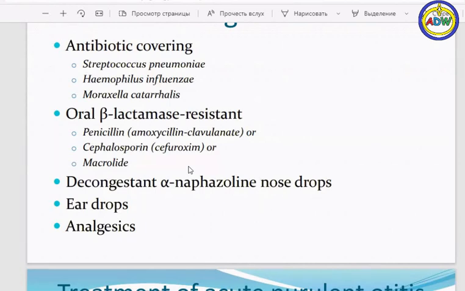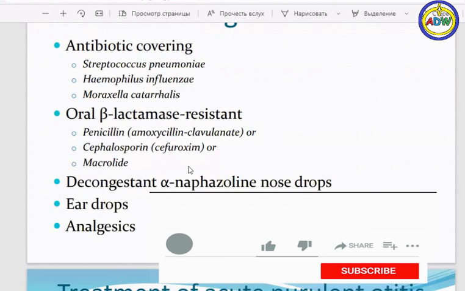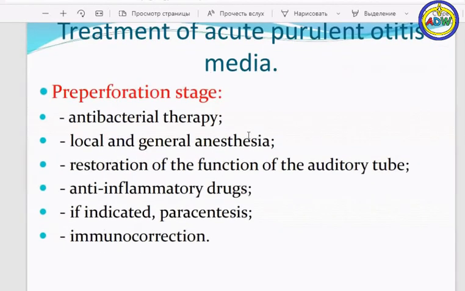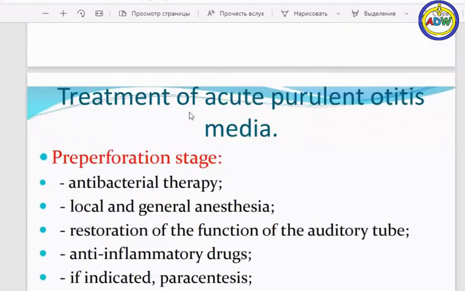When the pus is formed, in this case, we use oral toilet, or we have to remove the pus, and use the drops which contain antibiotics and corticosteroids. Which antibiotics? Mostly we use the quinolone, fluoroquinolone group of antibiotics like ciprofloxacin, ofloxacin, levofloxacin. These are the drops to the ear. And of course, analgesics. This is the treatment.